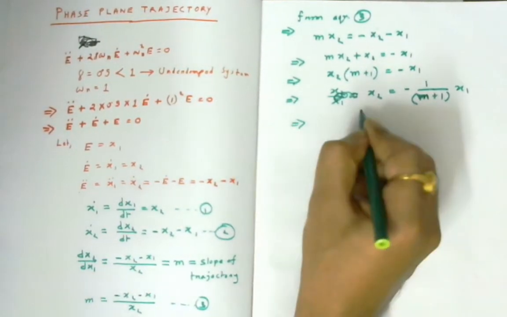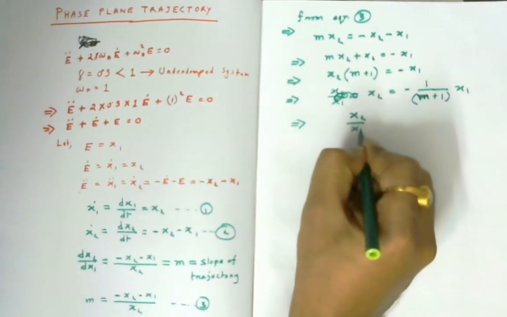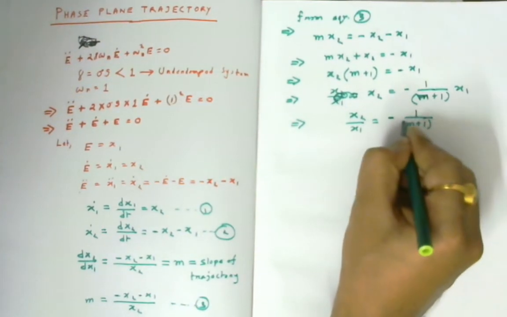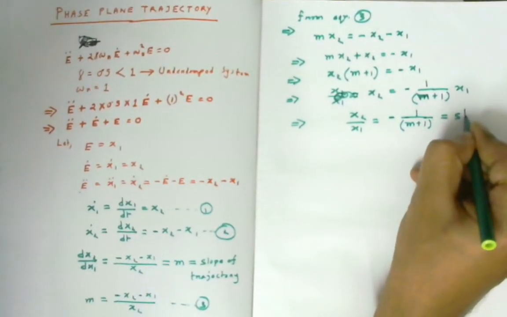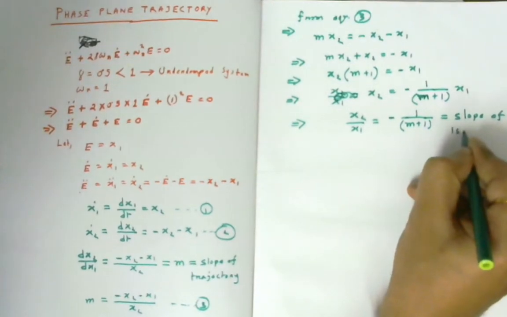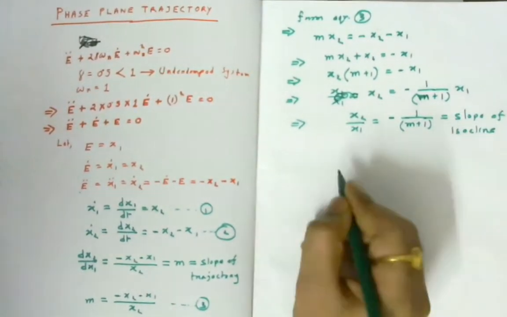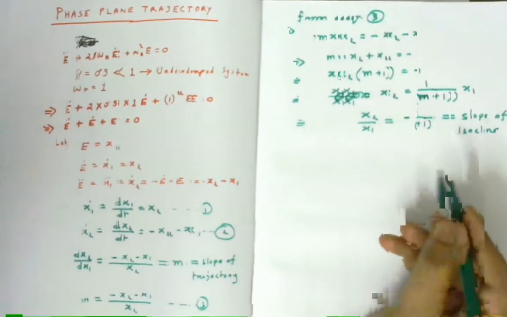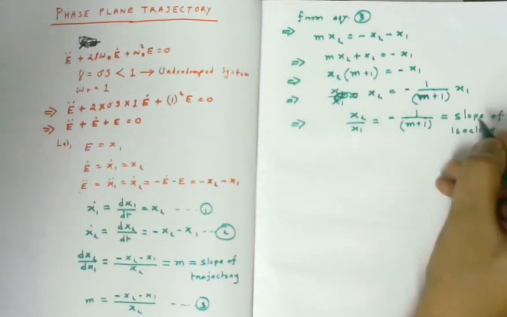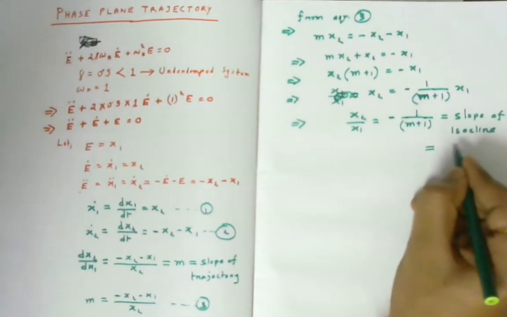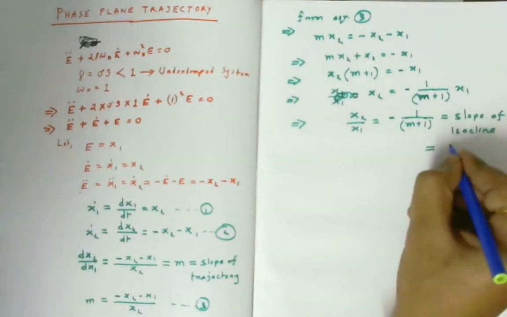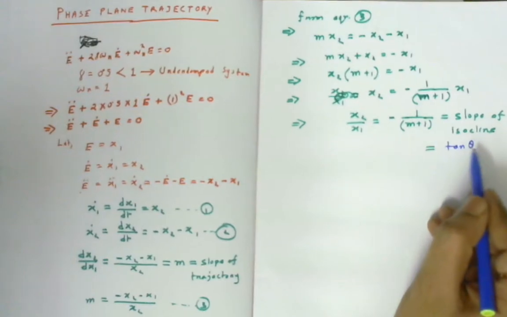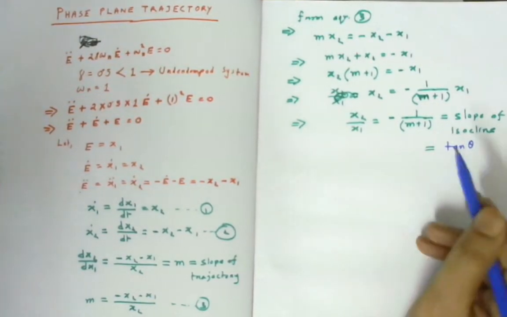So the slope of the isocline is x2 by x1 equals minus 1 by m plus 1. Now, if I consider the tangent consideration, as in my last class, this slope of the isocline will be tan theta. Theta is required to draw the isocline, because isocline is a straight line on the phase plane, right?